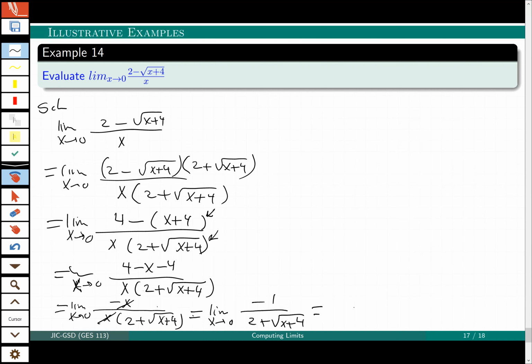So when you substitute 0, you will get minus 1 over 4. 0 plus 4, the square root of 0 plus 4 is the square root of 4, which is 2, plus 2, which is 4.